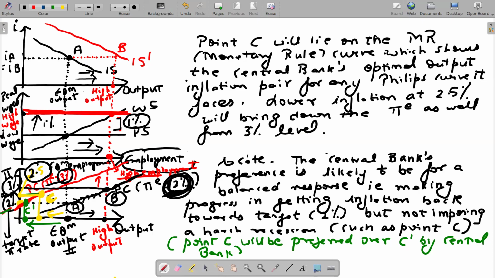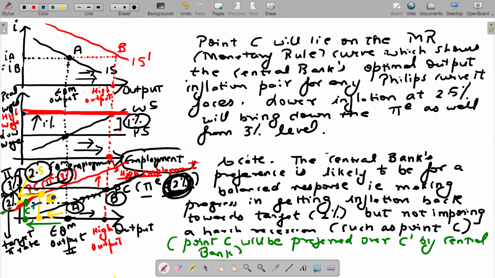Remember, initially expected inflation was 2%. The consumption boom and all that happened caused expected inflation to rise to 3%. Now from 3%, it will fall back to 2.5%. So the Phillips curve will now shift down to the blue Phillips curve. I can draw the blue Phillips curve now. It is going to drop to the blue Phillips curve. It's going to be somewhere here.